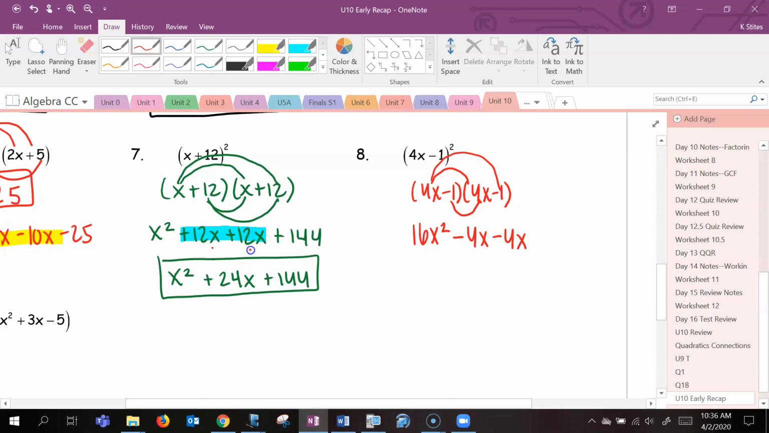And notice these are the same. Okay, that's always going to happen for this type of problem because it's 2 of the same thing. And last, negative 1 times negative 1, a negative times a negative is a positive 1. Combine, negative 4x minus 4x is negative 8x.